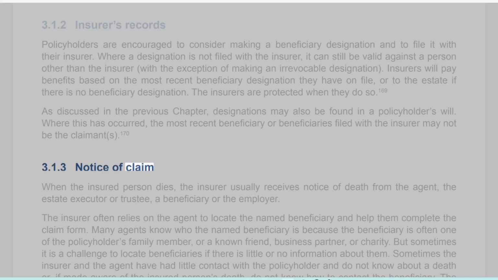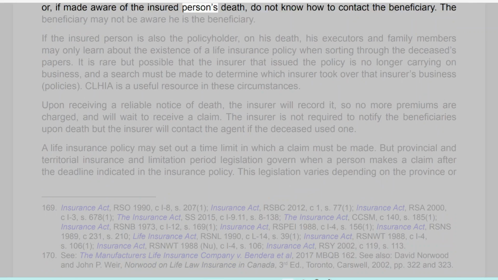3.1.3 Notice of claim. When the insured person dies, the insurer usually receives notice of death from the agent, the estate executor or trustee, a beneficiary, or the employer. The insurer often relies on the agent to locate the named beneficiary and help them complete the claim form. Many agents know who the named beneficiary is because the beneficiary is often one of the policyholder's family members, or a known friend, business partner, or charity. But sometimes it is a challenge to locate beneficiaries if there is little or no information about them. Sometimes the insurer and the agent have had little contact with the policyholder and do not know about a death or, if made aware of the insured person's death, do not know how to contact the beneficiary. The beneficiary may not be aware he is the beneficiary.